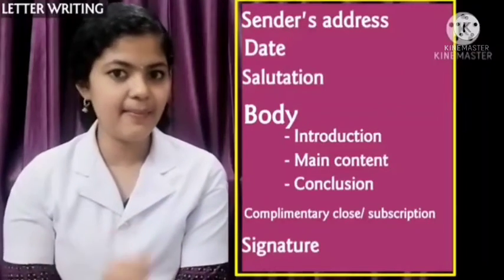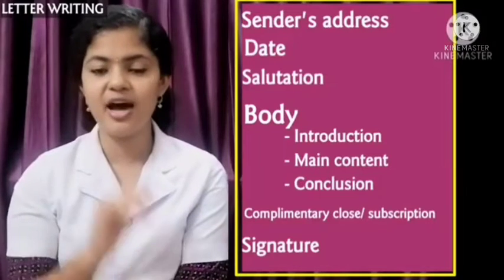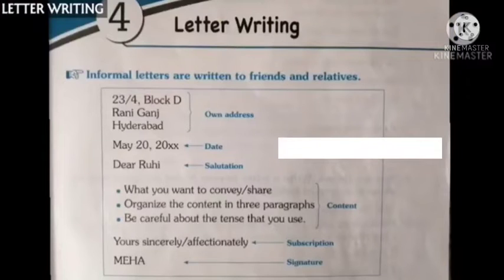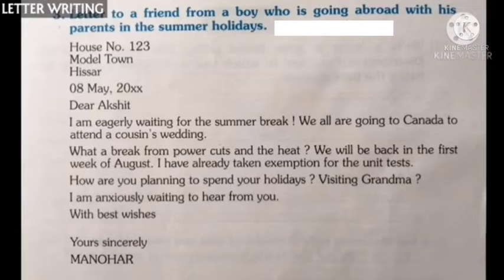Now let us see an example. Then you can understand how to write a letter. Okay. Letter writing. Informal letters are written to friends and relatives. And you can see the format of an informal letter that we already discussed. You just read and understand. Now we can see the example. Letter to a friend from a boy who is going abroad with his parents in the summer holidays. So here the boy is writing a letter to his friend because he is going abroad with his parents in summer holidays. So let us see the letter.